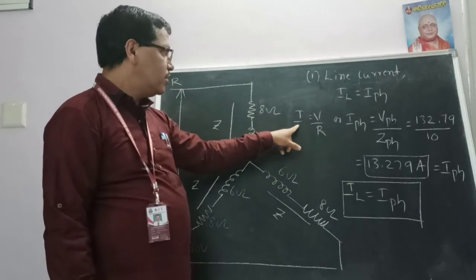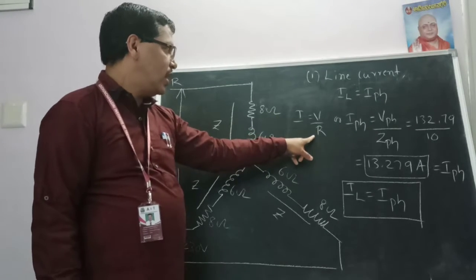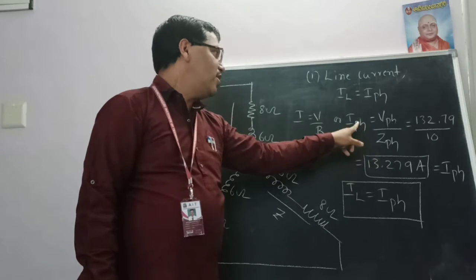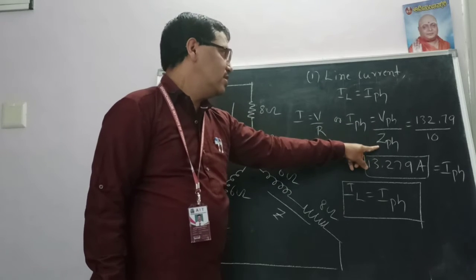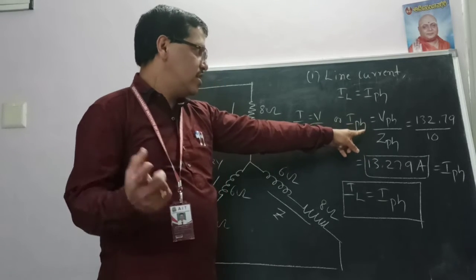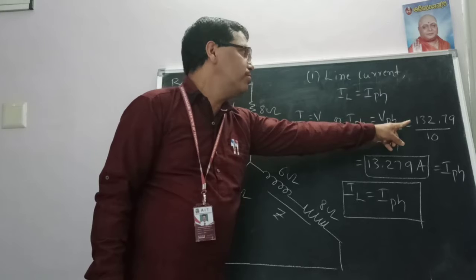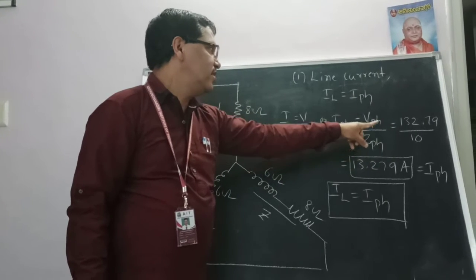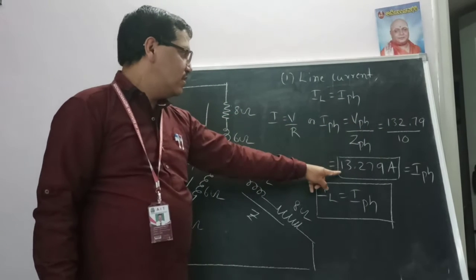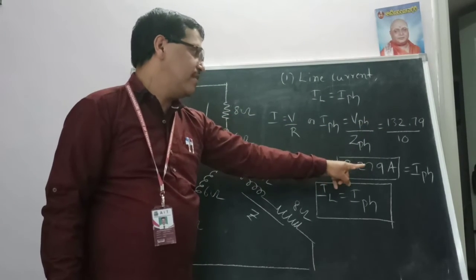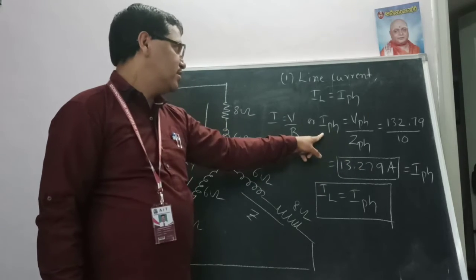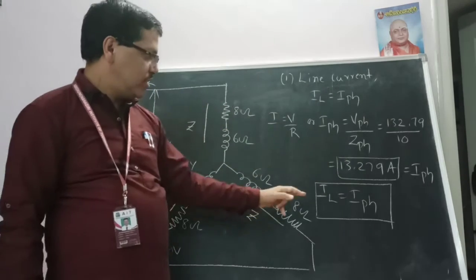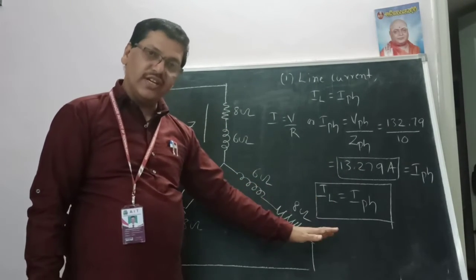So just like I is equal to V by R, in place of R we will write Z. I phase is equal to V phase divided by Z phase. V phase we already calculated, that answer is 132.79. Z phase is 10, so 132.79 divided by 10, answer is 13.279 amps. That is also called I phase. As per the star connection, IL is equal to I phase.